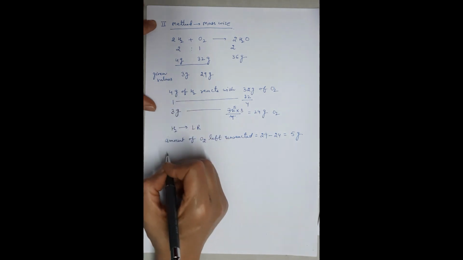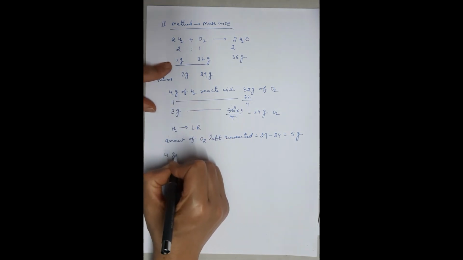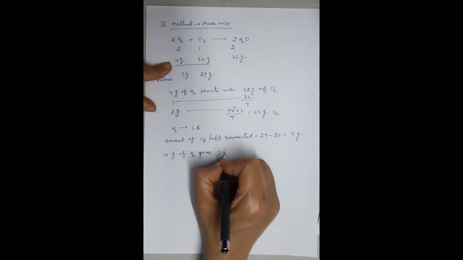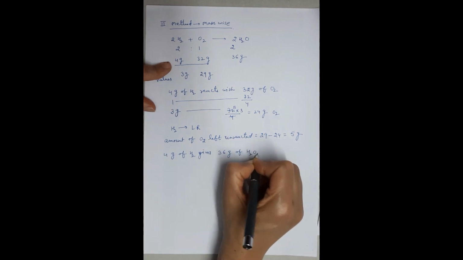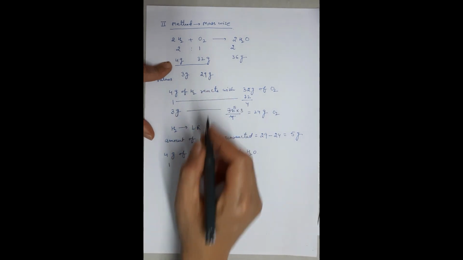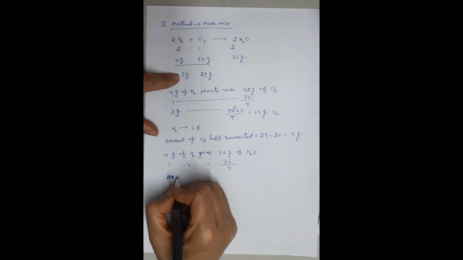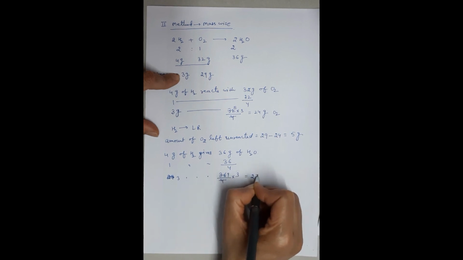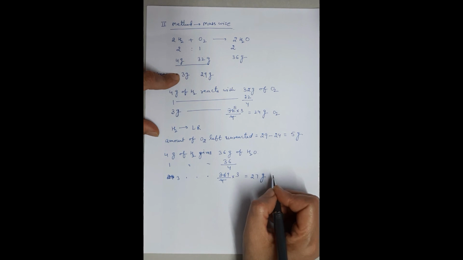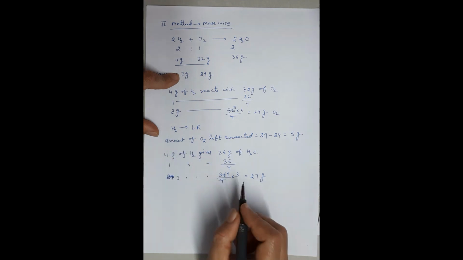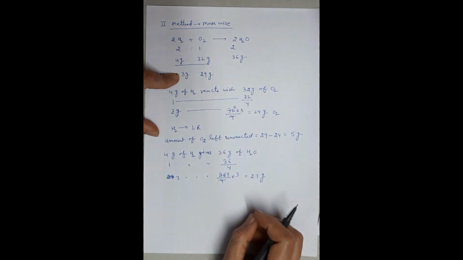And the third part says how much amount of H2O is formed. So let's see, 4 gram of H2 gives 36 grams of water. 1 gram of H2 gives 36 by 4. And the given amount of hydrogen is 3 grams. So 3 gram of hydrogen gives 36 by 4 into 3. It comes out to be 27 gram. So beta, in this case also you are getting the same answer. H2 is the limiting reagent and all the values are the same.